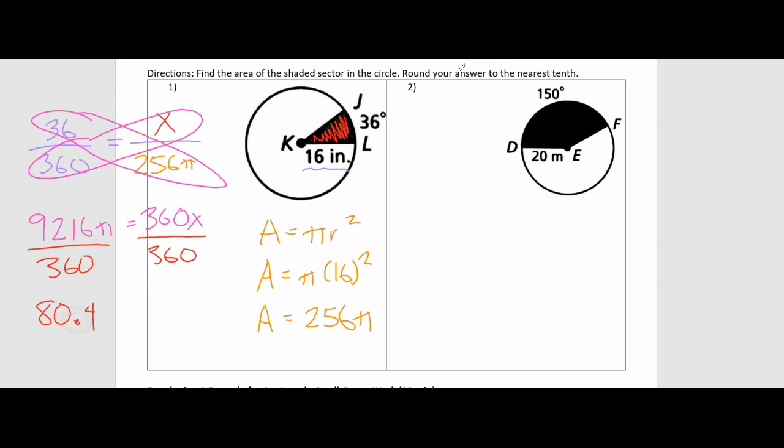Let's think about our units. Radius was in inches. That means the area is going to be in inches squared. That's going to be the area of this sector, approximately. Should have approximate equals signs there. Okay, we will hold off on number 2. We'll do that in class.